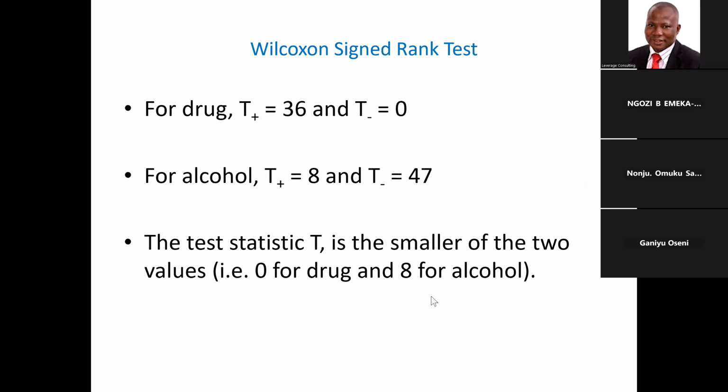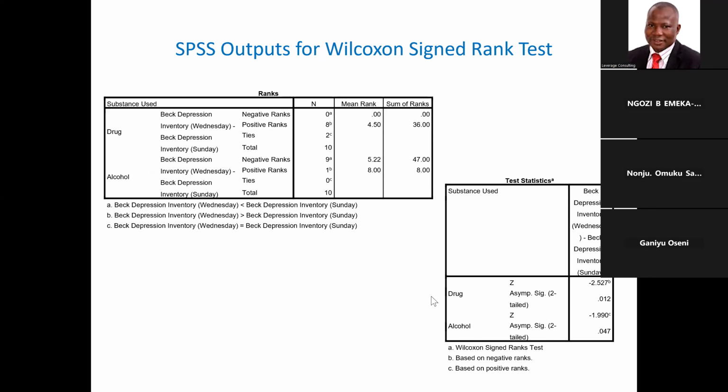That's it. So for the drug, the total positive is 36, the total negative is 0. But for alcohol, the total positive is 8, the total negative is 47. The test statistic T is the smaller of the two values: 0 for drug and 8 for alcohol. If we run it in SPSS also, this is what it gives us.